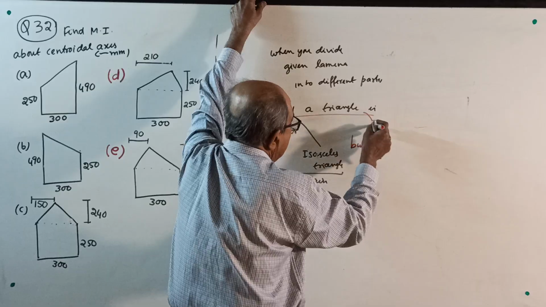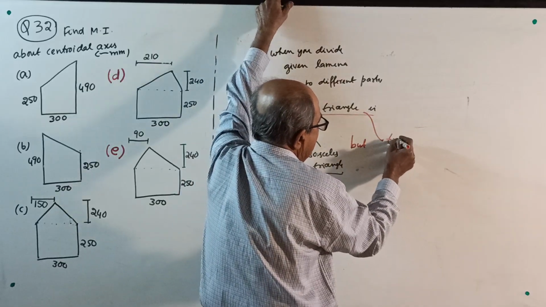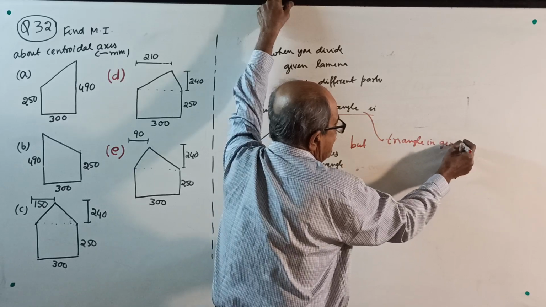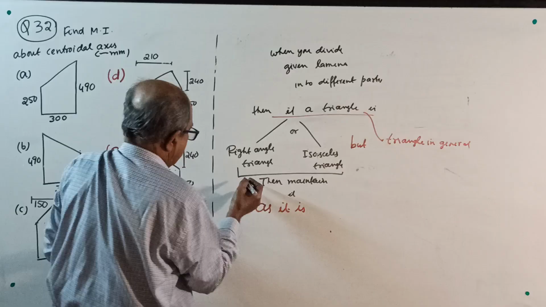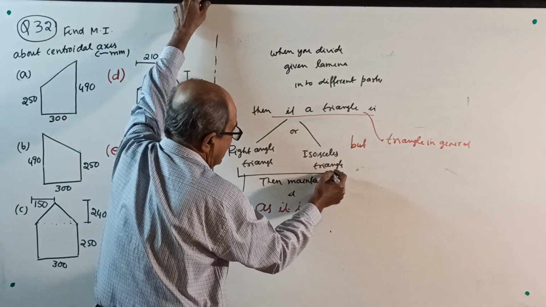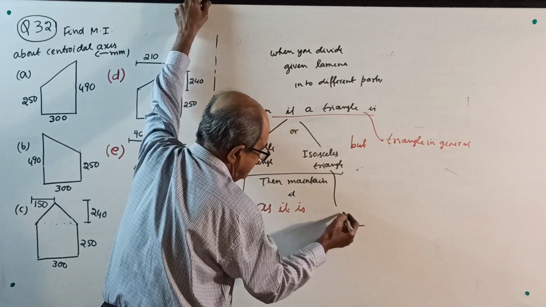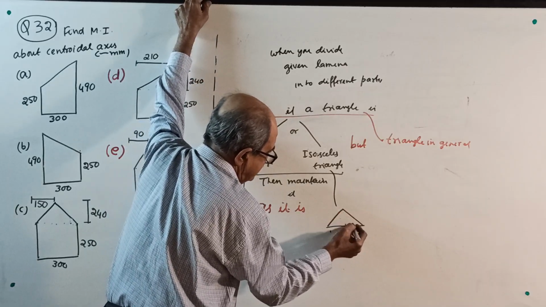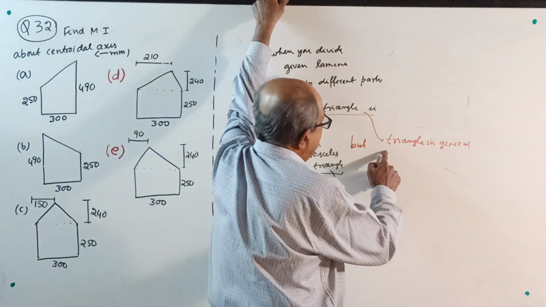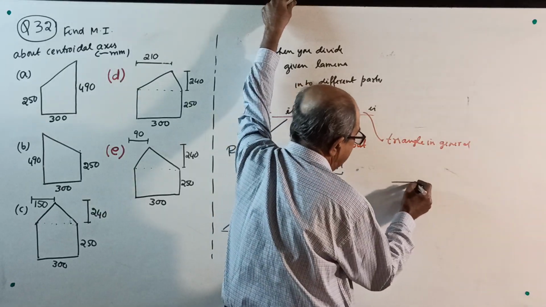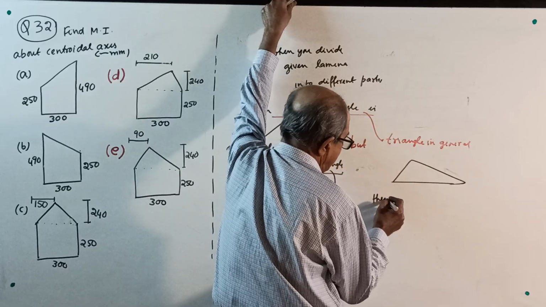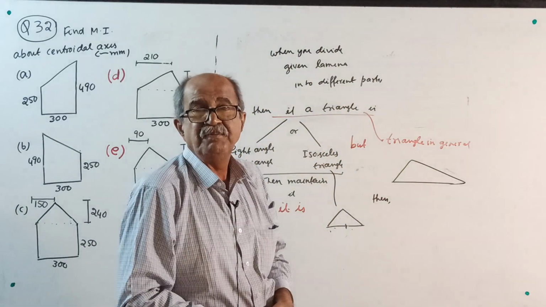But if the given triangle is a triangle in general, see, if it is a right angle triangle like this, anyway, or an isosceles triangle, both are equal, maintain as it is. The reason I will tell. But if it is a triangle in general, like this, then I will dictate something.